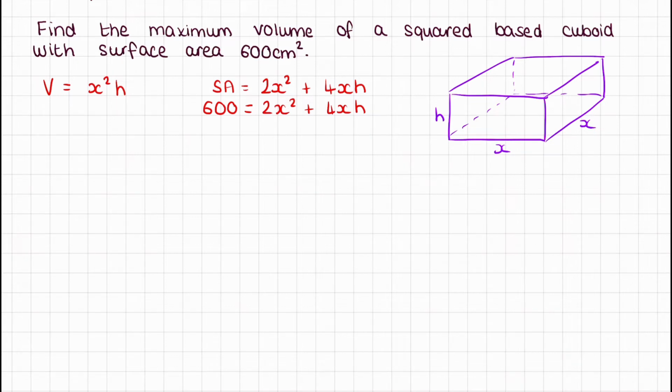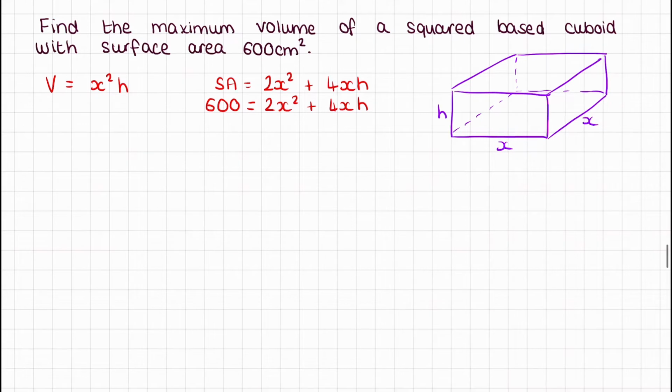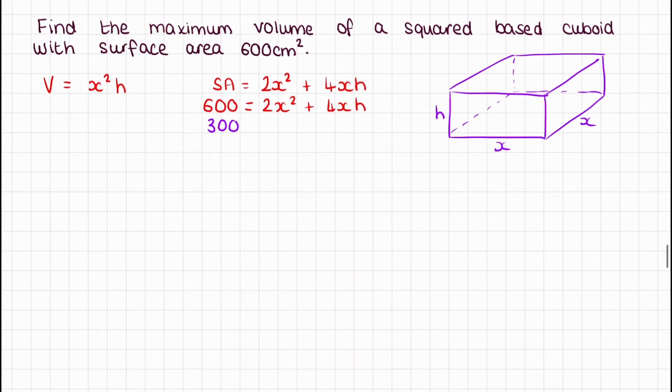Because we want to find the maximum volume, we need to keep the equation V equals x squared times h, and we need to do some manipulation of the surface area and sub that in. The reason is that we don't want 2 variables, an x and an h, we just want 1. So I'm going to rearrange the surface area formula so it's h equals, and then sub that into the volume formula. First I'm going to divide everything by 2 to make the numbers a little nicer. So we'll end up with 300 equals x squared plus 2xh, and then we're just going to rearrange.